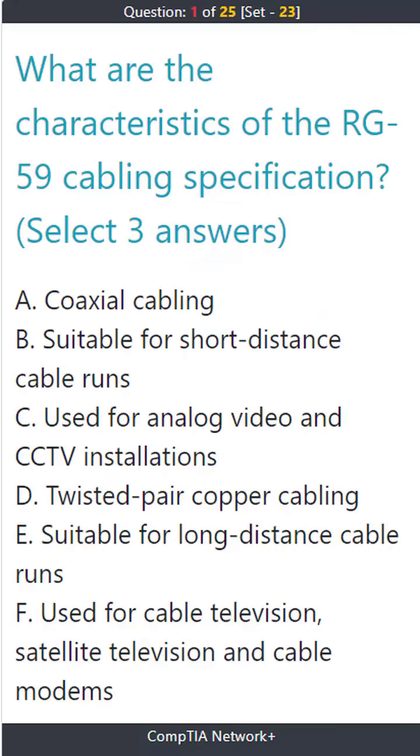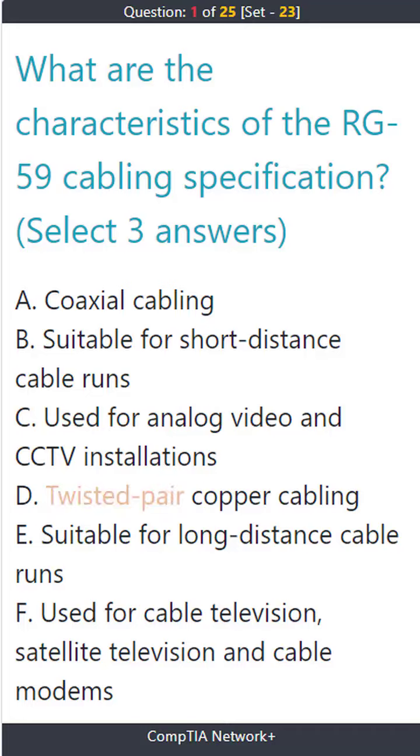Question 1. What are the characteristics of the RG59 cabling specification? Select 3 answers. A. Coaxial cabling. B. Suitable for short-distance cable runs. C. Used for analog video and CCTV installations.